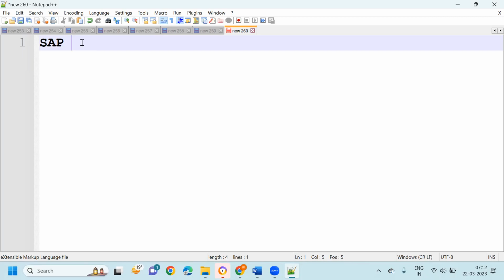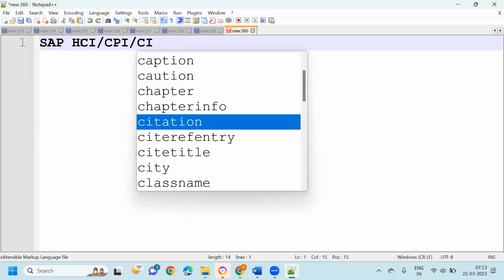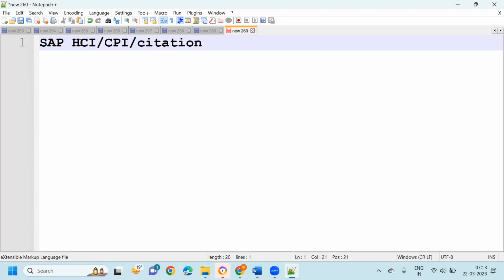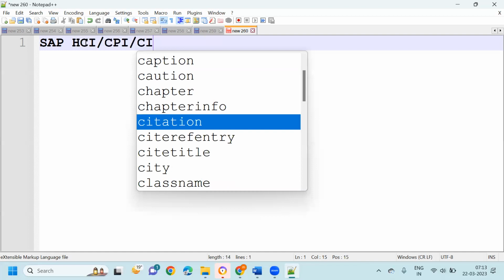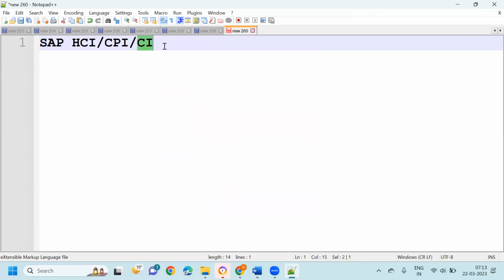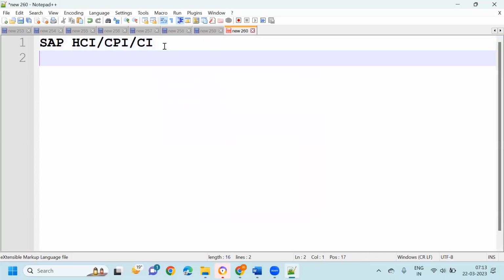Let's start then. Okay, so SAP, we are going to learn SAP HCI, HANA Cloud Integration, or it is also called CPI. It is also called cloud integration, like that we can call it here. This is the technology we are going to learn here.